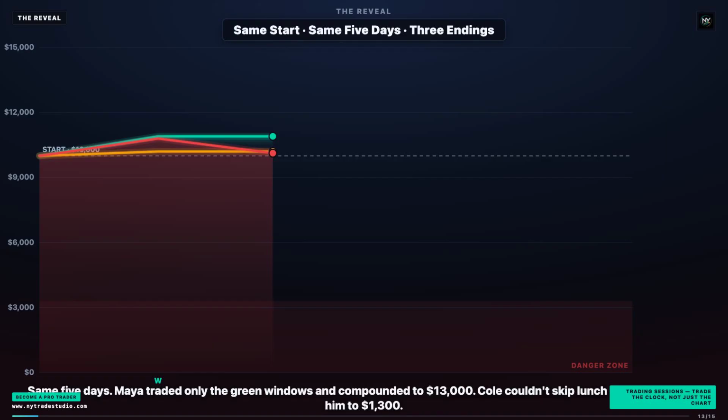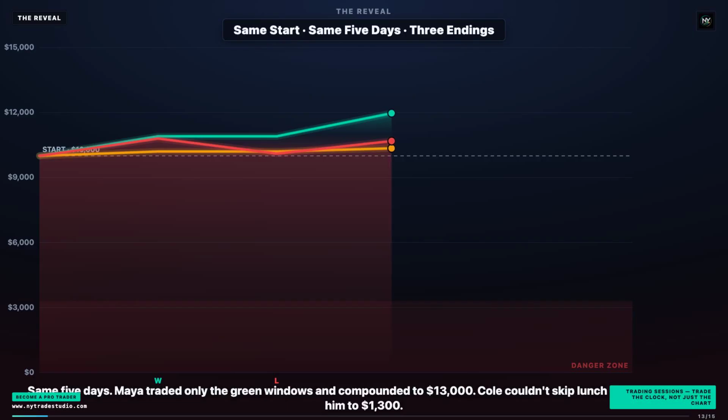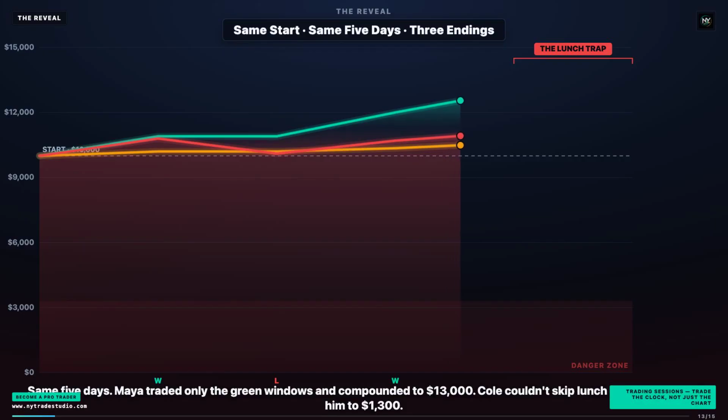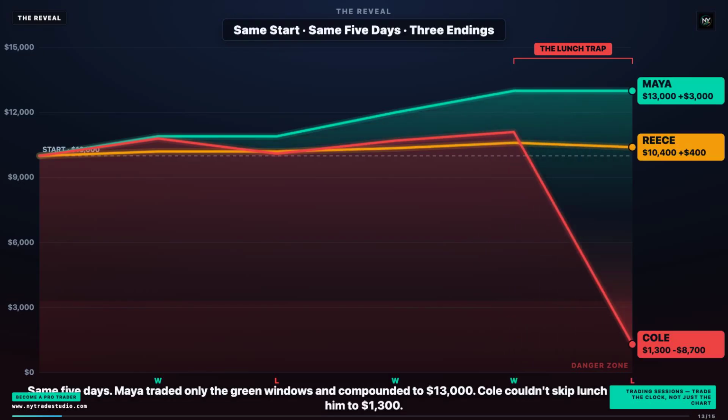And Cole was ahead early because trading the strong morning windows actually works. But he could never skip lunch and he never used a stop. On the 5th day, a lunchtime fakeout trapped him, and with nothing to stop him, he wiped out. One dead zone trade erased everything. He ends at $1,300, all but wiped out. Same 5 days, 3 endings. The charts did not decide who won, the clock did.